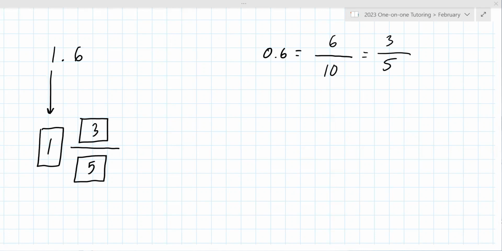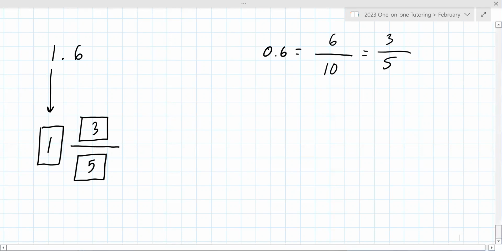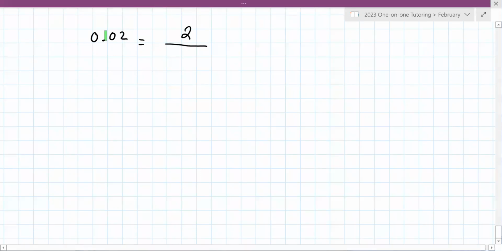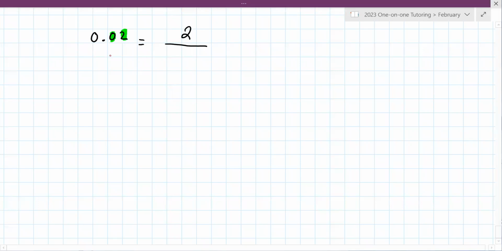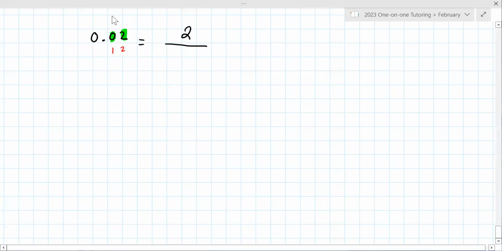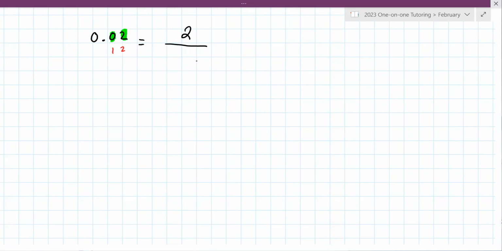All right, so the next thing we're working on here is, what if you get a decimal like this, 0.02. Okay, so to write this as a fraction, you put the 2. Now, do you see that there are now 2 decimal places, 1 and then 2? Yeah. There's 2. So on the bottom, you put a 1 followed by 2 zeros.